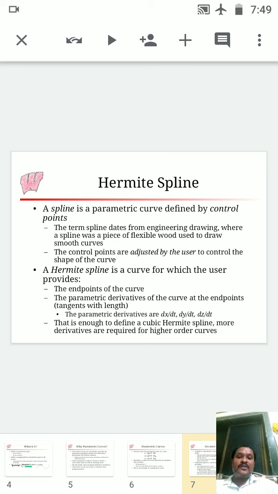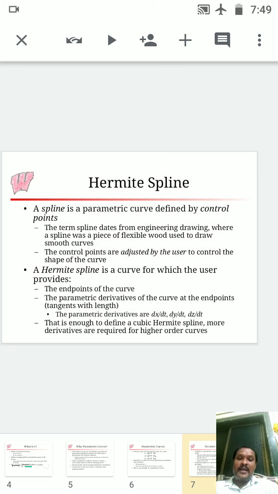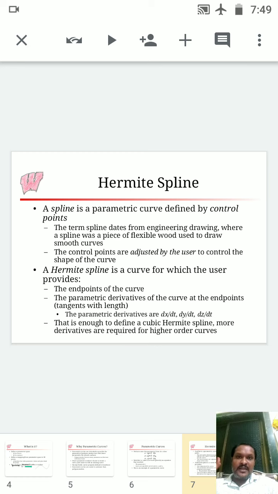The parametric derivatives of the curve at the endpoints are tangential with the length. Tangential means that at every tangent of the curve we can draw a simple line. That simple line has two endpoints, point 1 and point 2. The endpoints of the line will give you x0, x1, x2, x3 continuously. So that is enough to define a cubic Hermite spline.